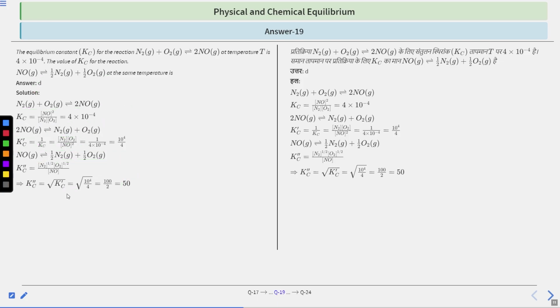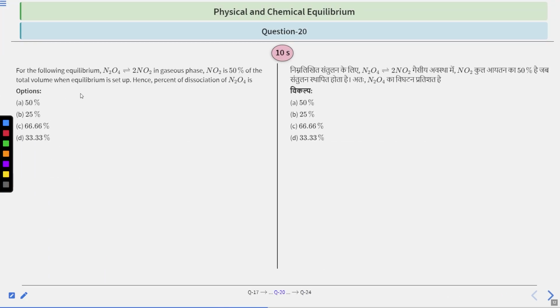Okay, let's move to question number 20. For the following equilibrium, N2O4 going to 2NO2 in gaseous phase, NO2 is 50% of the total volume when equilibrium is set up. Hence, the percent of dissociation of N2O4 is. So we have this equilibrium given in the gaseous phase, and it is given that NO2 is 50% of the total volume when equilibrium is set up.